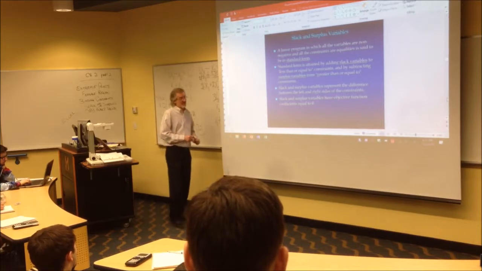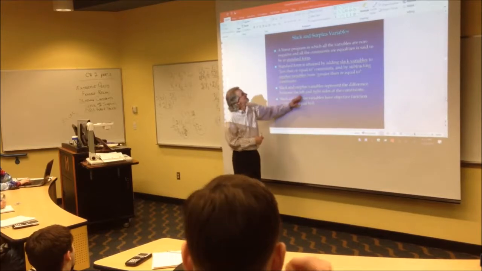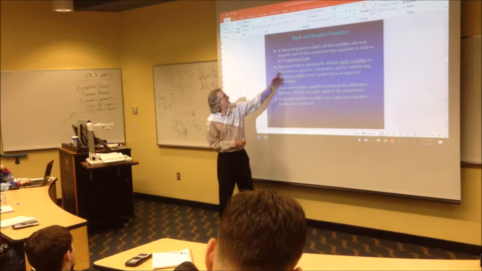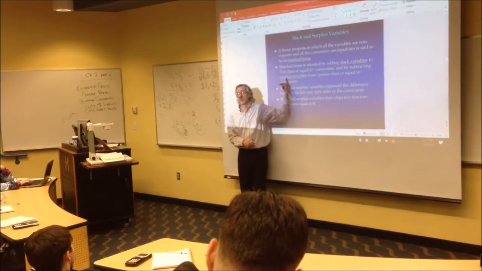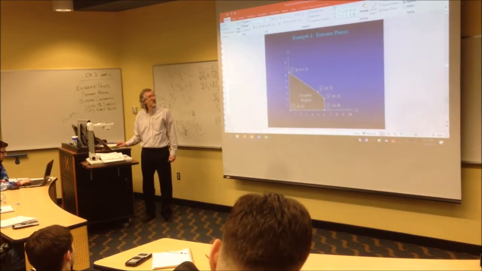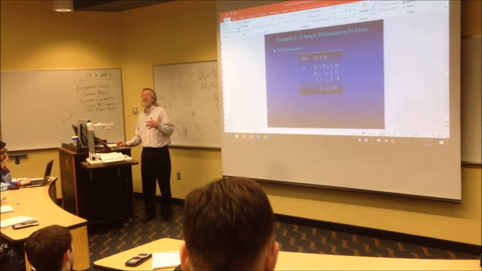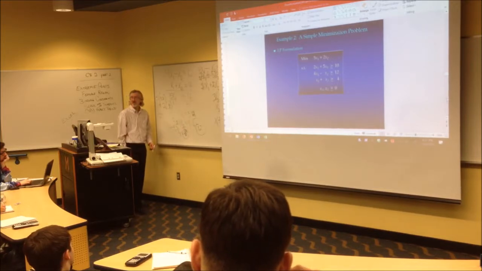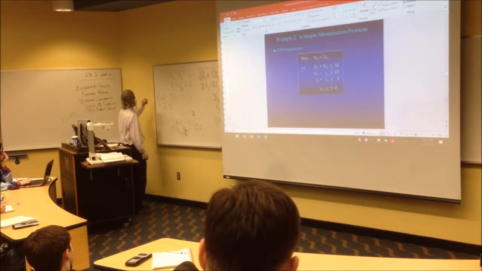Have this slide to remind you, have it ready. Slack variables are added into less than or equal constraints, slack for less than or equal, surplus for greater than or equal. So we go back to that first constraint. Out of those 3, that first constraint at the top is the one you told me is a non-binding constraint. So I'm going to plug in 3.2 and 0.8 for x1 and x2 into that constraint and find the difference.